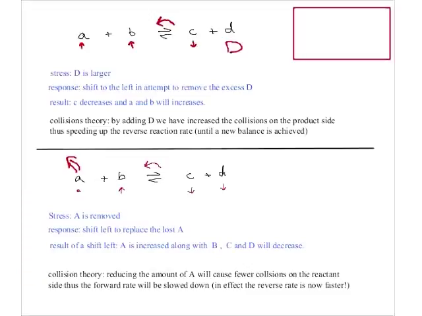A way to remember what's going on here, just a quick little thing: if we make something tiny, we're going to shift towards it. Right? We made A tiny. We shifted towards it. If we make something enormous or big, we're going to shift away from it. Look, we made D enormous. We shifted away from it.